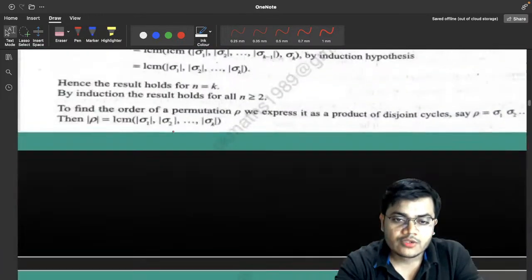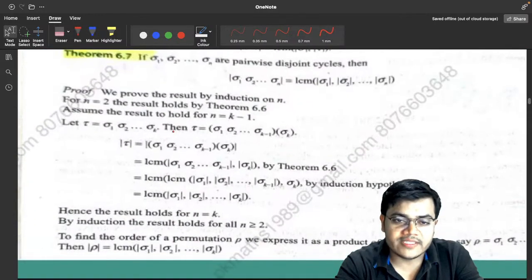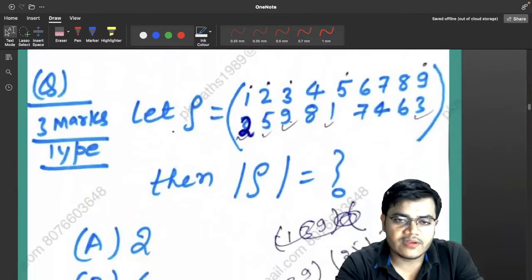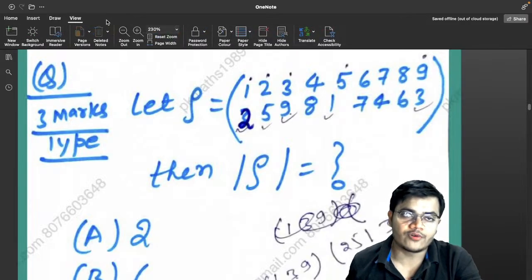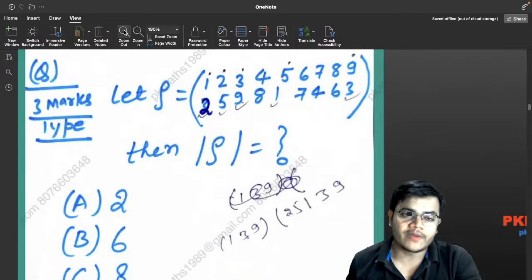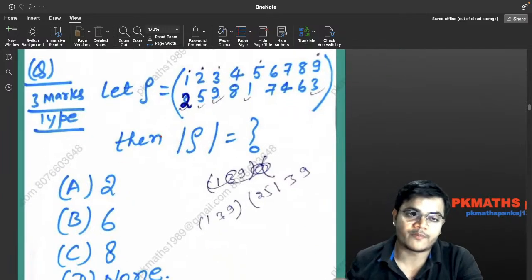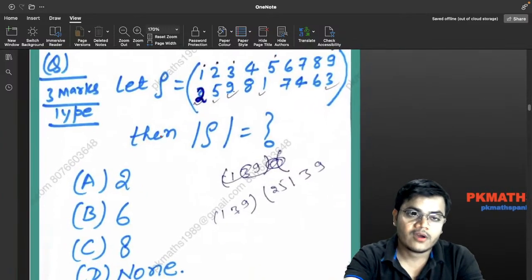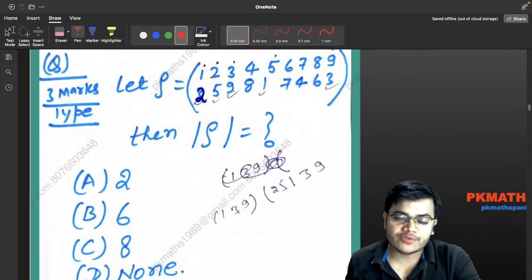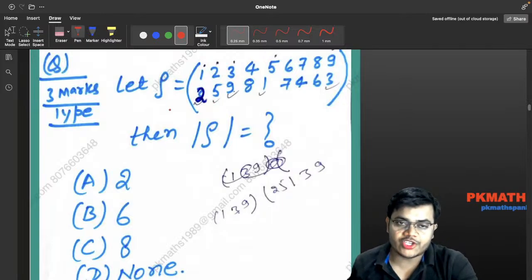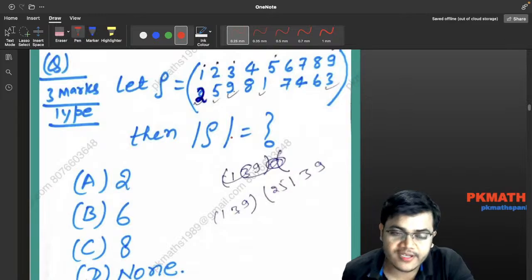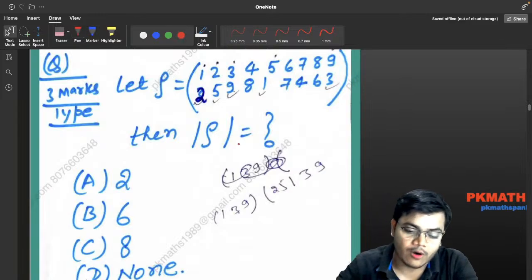Okay, so after going through all these, let's apply that theorem over here. Here is a question in front of you. You must try your level best to give the order of this permutation in front of you. Here you can see 1, 2, 3, 4, 5, 6, 7, 8, 9. So certainly this is a permutation, and you just need to give the order of this permutation.